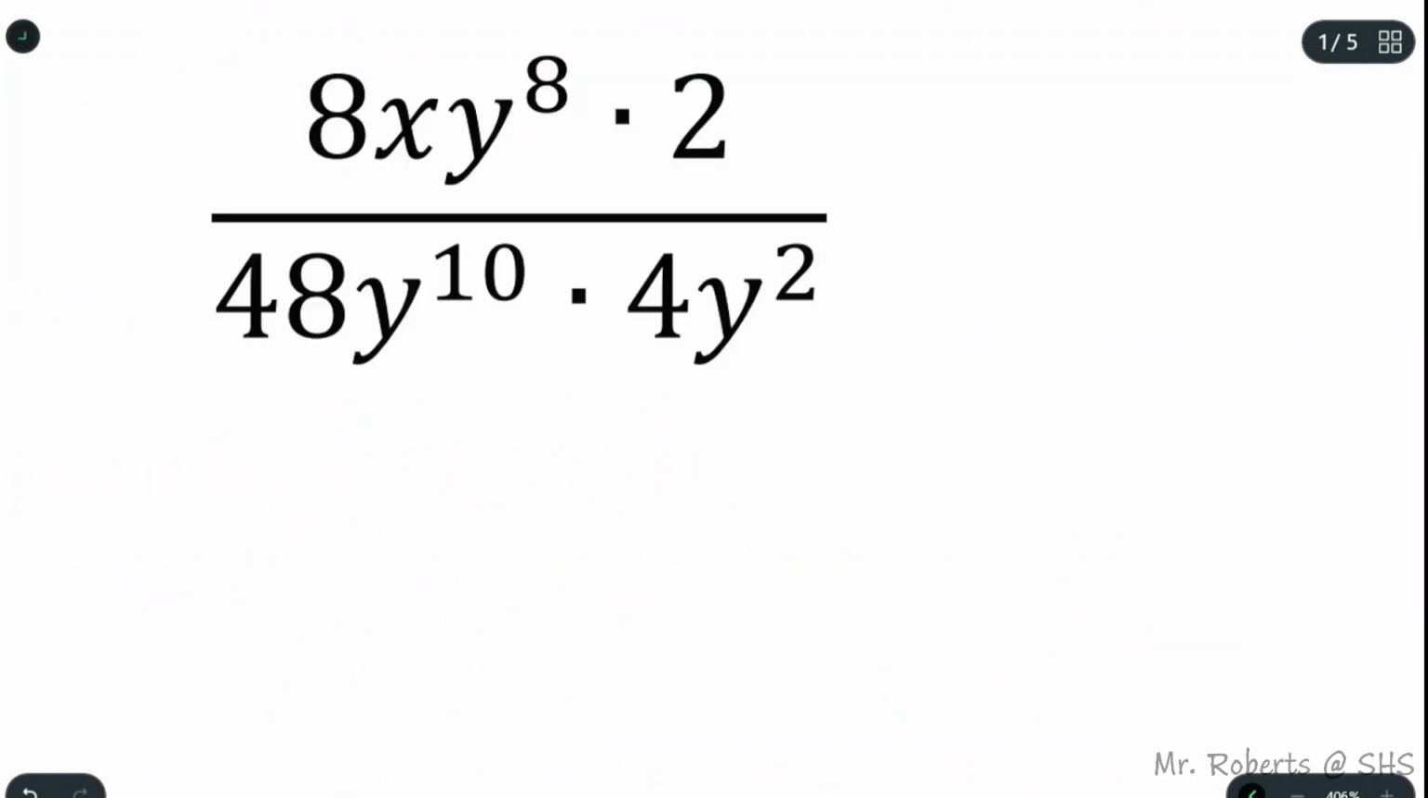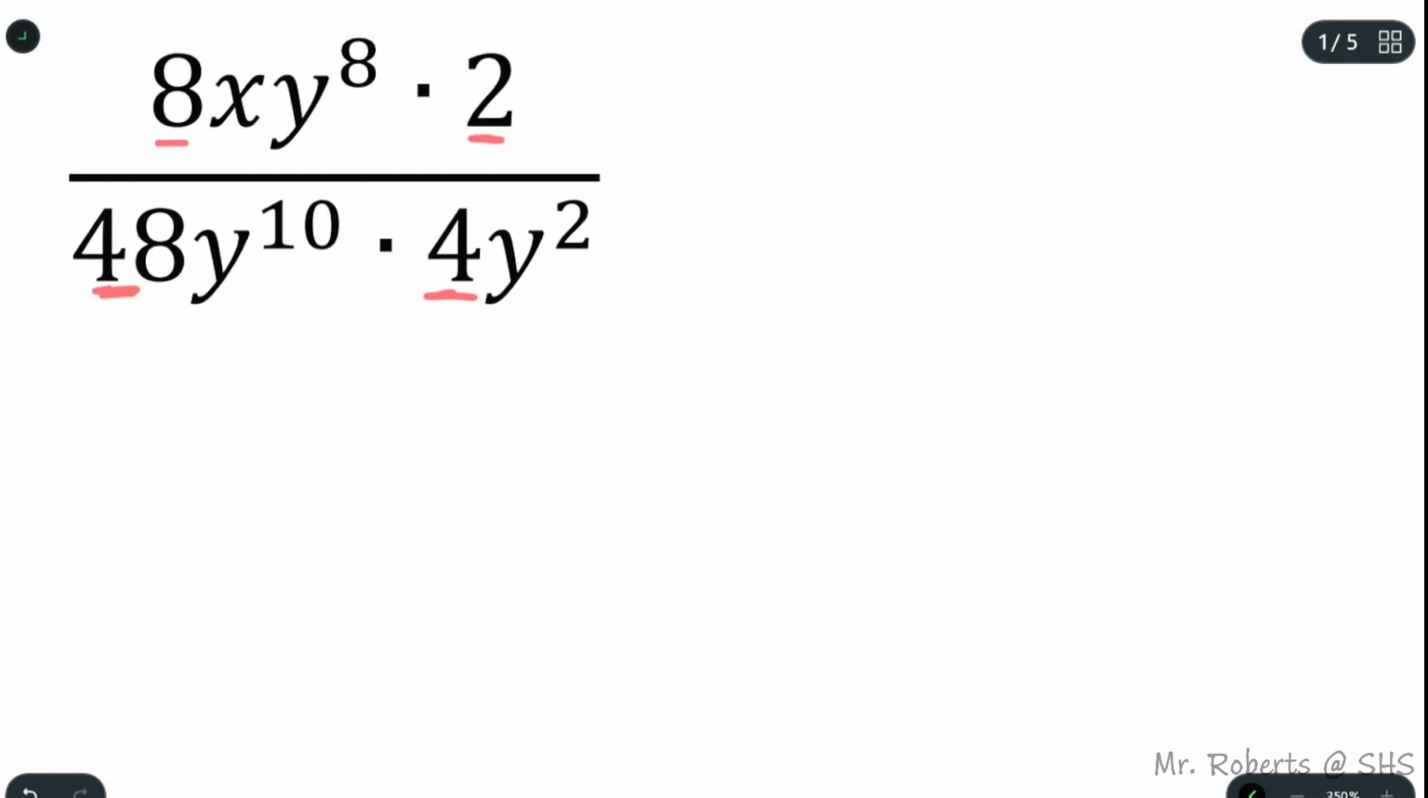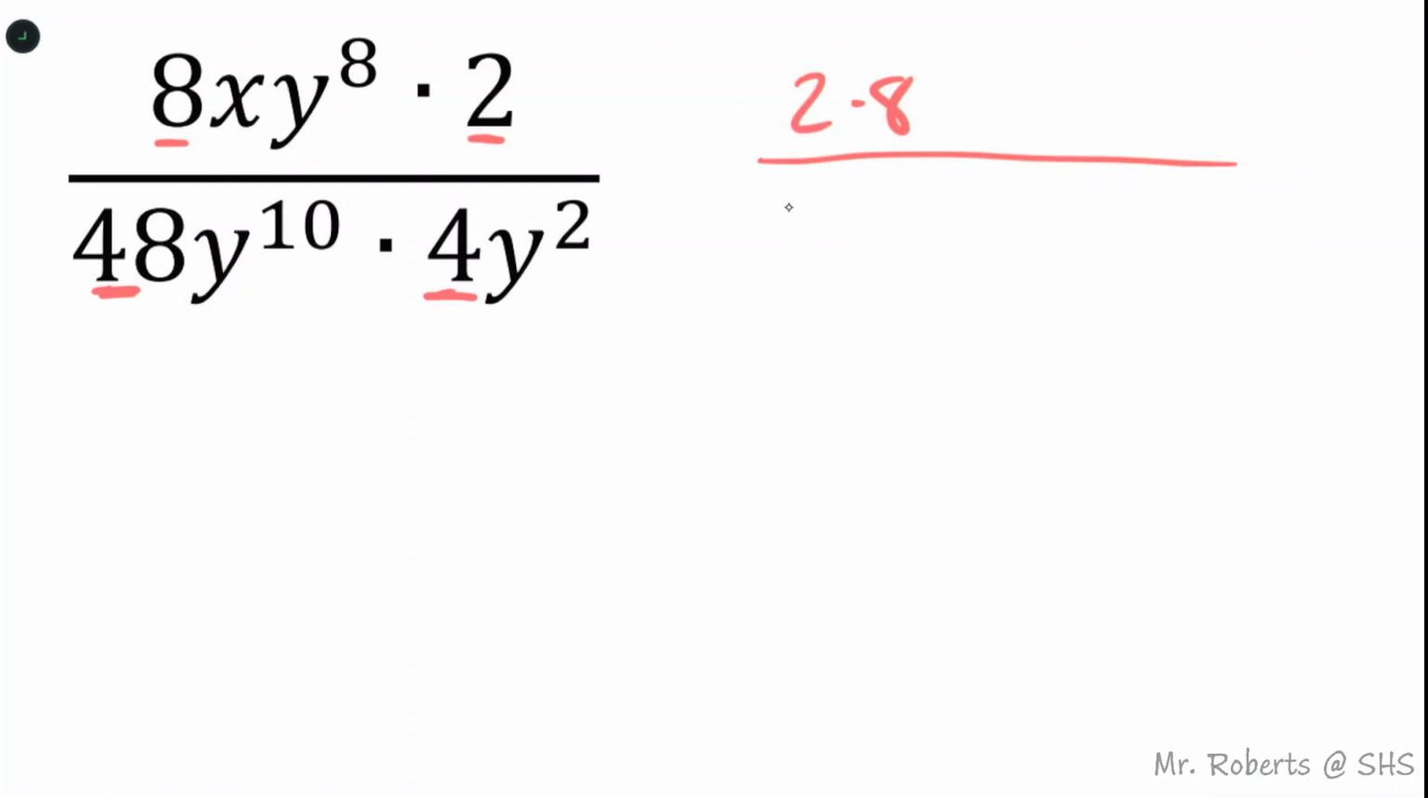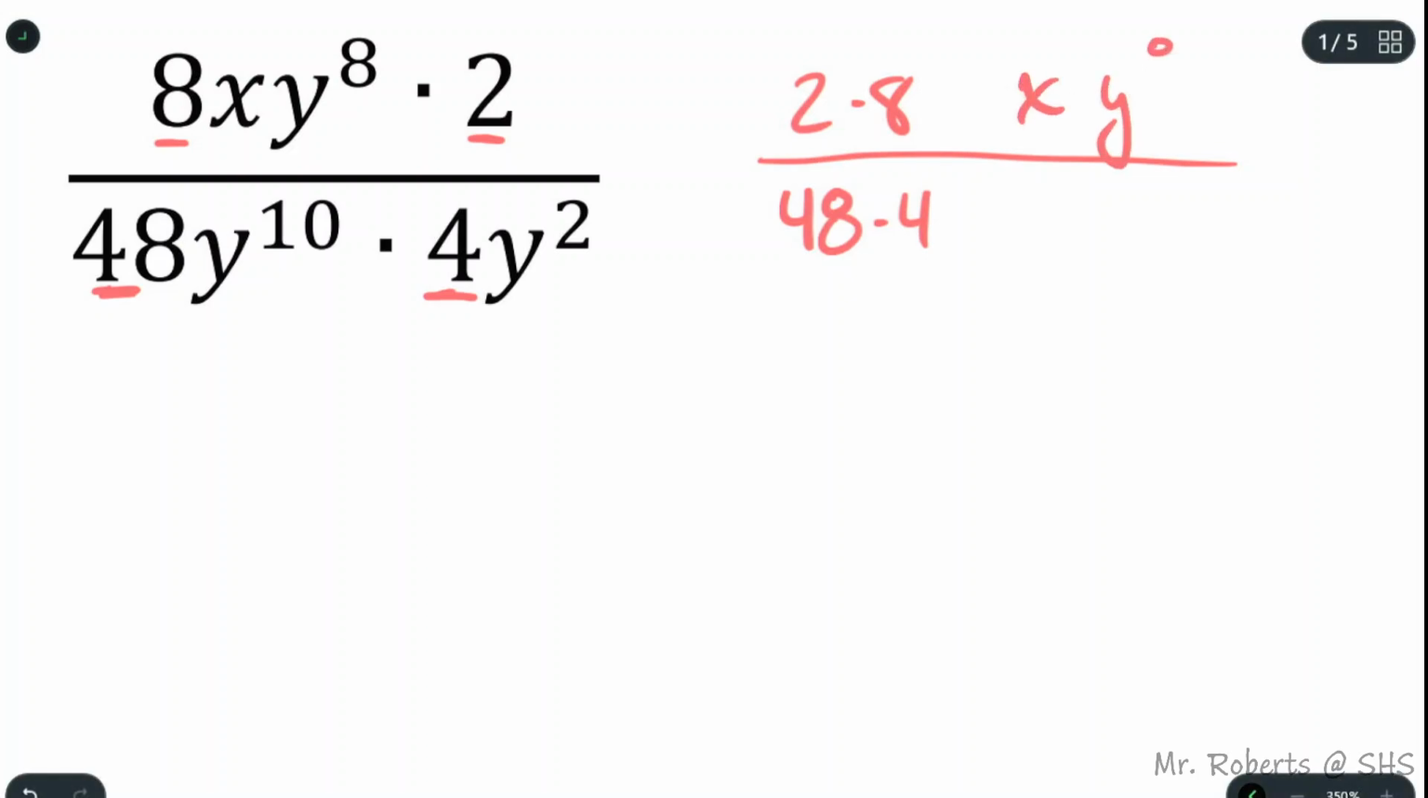Okay, so B. I'm going to choose to get these numbers closer to each other, so I'm going to commute some things around here. In my numerator, I do have 2 times 8. I can write it as 16, but I'm choosing not to at the moment. In my denominator, I've got 48 times the number 4. And then in the numerator, there is an x times a y to the 8th. And in the denominator, there's a y to the 10th times y squared.